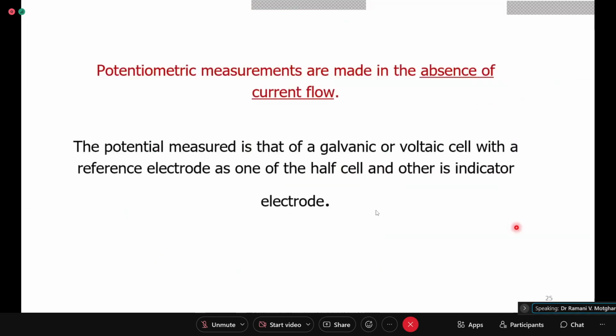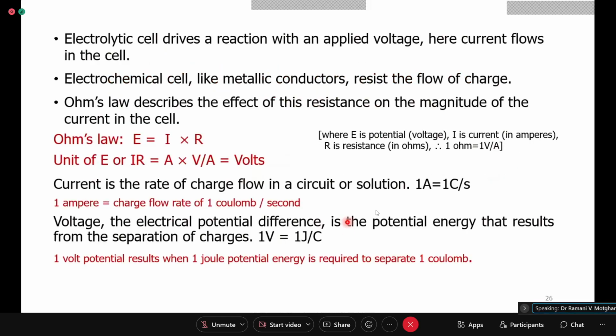Okay. So potentiometric measurements are made in the absence of current flow. This is an important statement. There is no current flow when you are performing a potentiometric measurement. So the potential measured is that of the galvanic or voltaic cell with a reference electrode as one of the half cells, and the other is the indicator electrode that we all know. Now coming to the electrolytic cell, the electrolytic cell drives a reaction with an applied voltage.